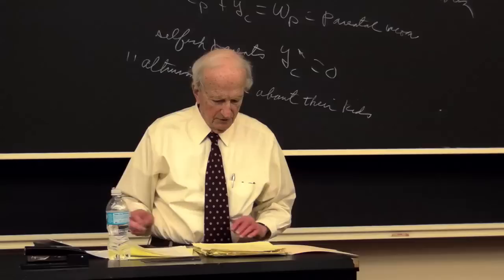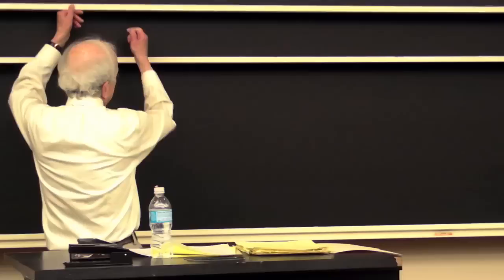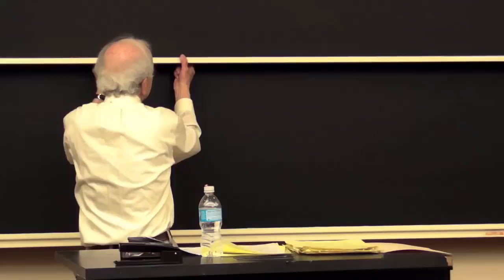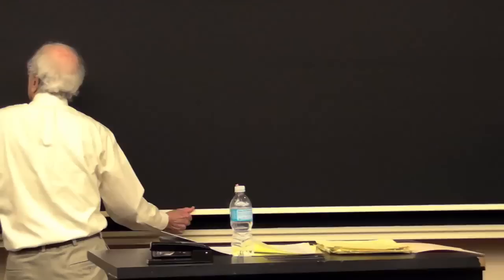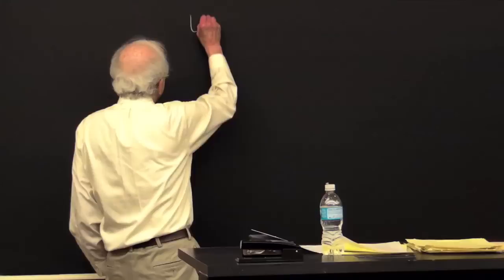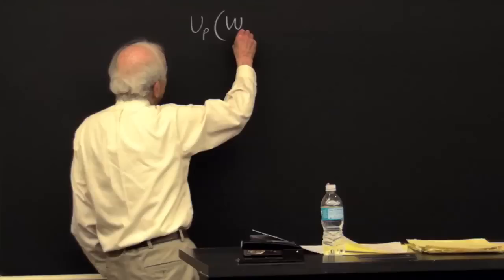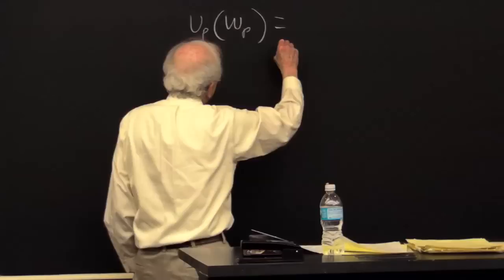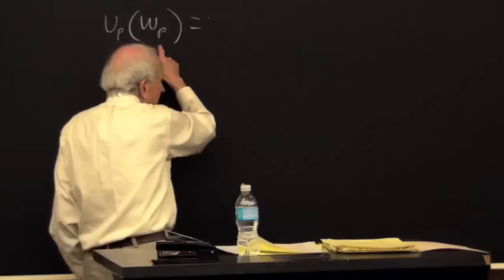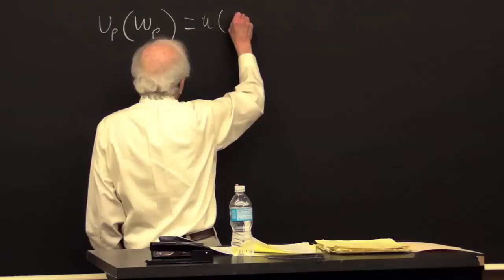Now, how are we going to do it? Well, first of all, we have a budget constraint here. I'm going to assume a utility function of parents. The utility function of parents is going to depend upon their earnings. That's the only variable we have. And the utility they get, and this will be indirect, the indirect utility will depend upon their earnings. And the utility they get will depend upon their own consumption.